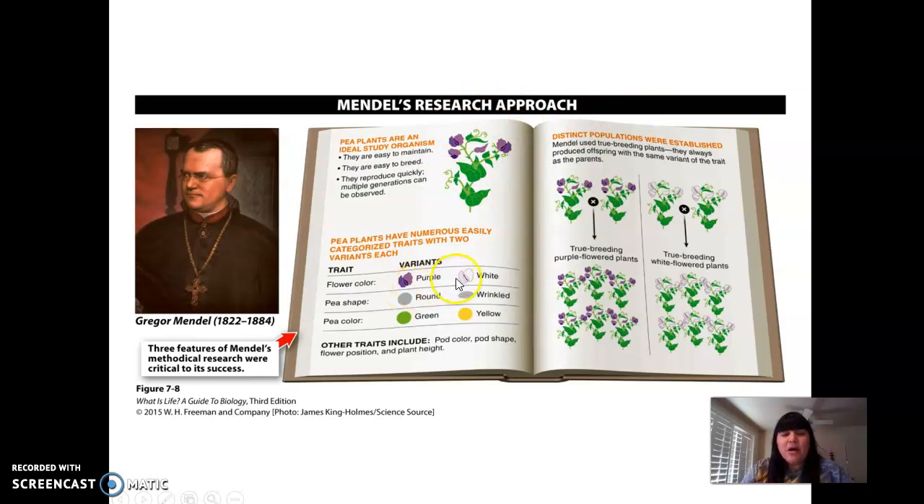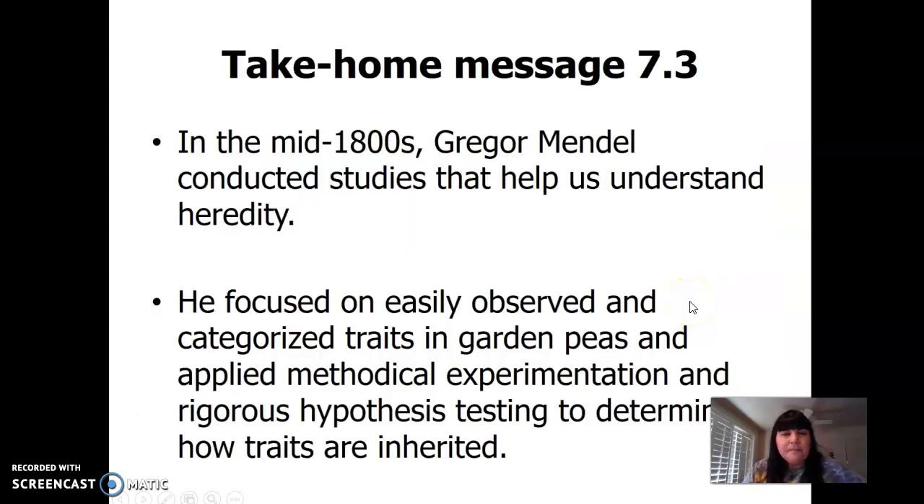He looked at flower color, pea shape, and pea color, and he could cross-fertilize the plants. Now, what's nice about plants, remember the flower has the male and female gametes? So you can make true breeding purple plants and true breeding white plants, and you can fertilize the plant's own flower to see what the babies are going to be like. When you work with plants, you can get hundreds of babies to look at the patterns and the traits and what's happening. So here he crossed purple and purple, got all purple, crossed white and white, all white.